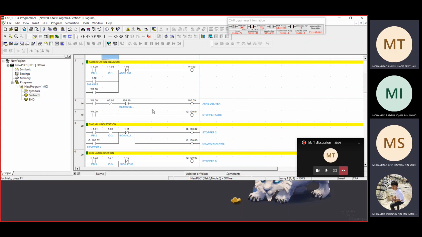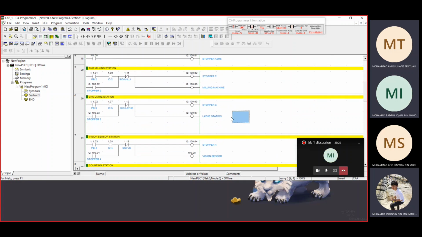Okay, for the ASRS station deliver, we use the computer to control the ASRS delivering from one station to another station. For the stopper, we use it for emergency stop. Okay, that's all for me.